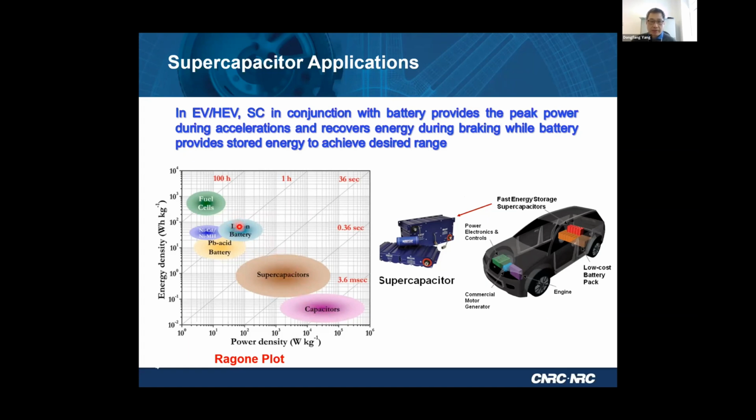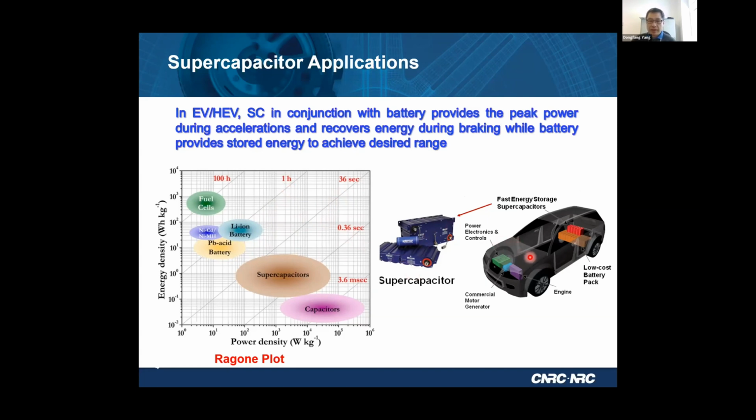But compared with a lithium-ion battery, a supercapacitor has much higher power density. So this line here tells you how quickly the energy can be dissipated. For example, here you have 10 watts per kilogram of energy, and a supercapacitor can dissipate it in 36 seconds. But in a battery, you typically dissipate energy in a much slower way, in hours typically. So why do you need a supercapacitor?